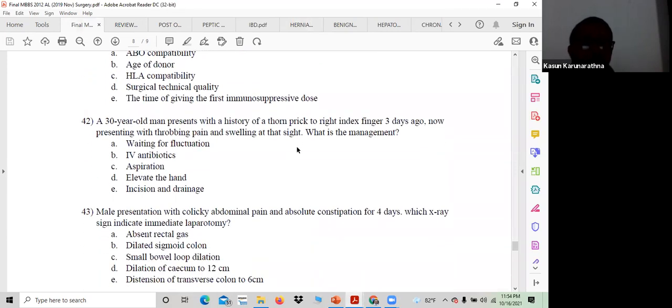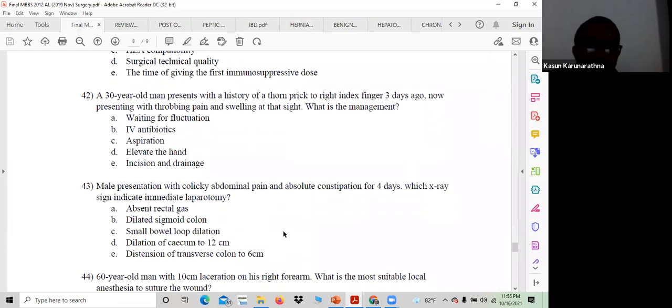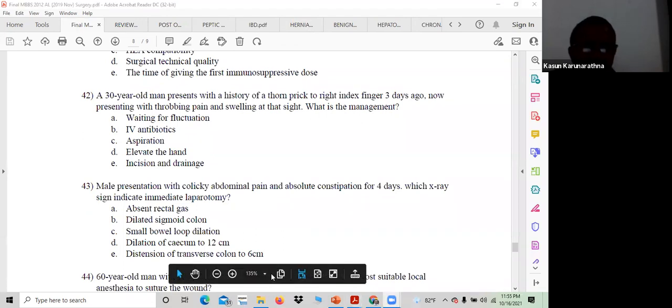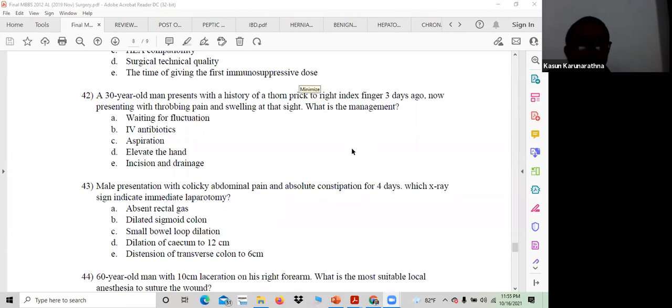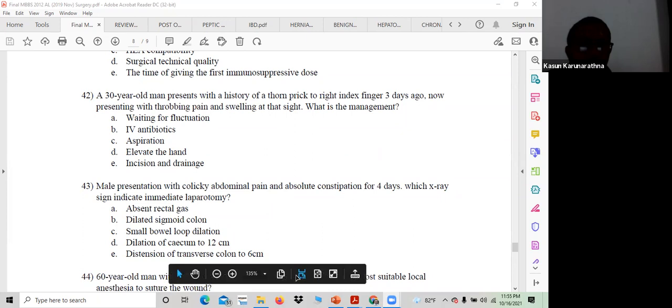Question 42. A 30-year-old man presents with a history of thorn prick to the right index finger 3 days ago. Now presenting with throbbing pain and swelling at that site. What is this clinical condition? What is the management? Where is the infection? Do you know the hand spaces? What are the spaces you know in the hand? It's a pulp space infection, right?